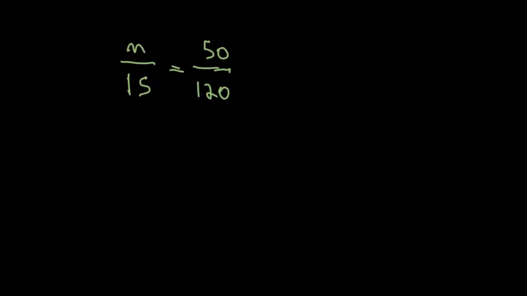Alright, so let's solve another proportion. So I have m over 15 equals 50 over 120. Again, you can start with cross multiplying, or you can look at that second ratio, the 50 over 120, and reduce that before you start. So I'm going to do that. I'm going to divide both of those by 10. So I'm going to rewrite this, m over 15 equals 5 over 12. So now my numbers are a little bit easier to work with. So now I've got to cross multiply.